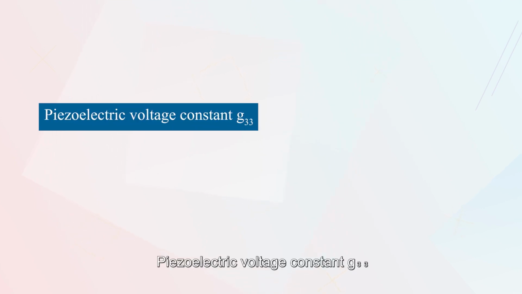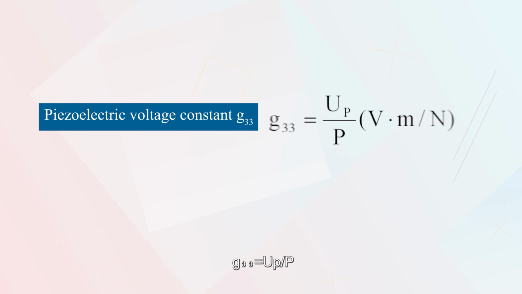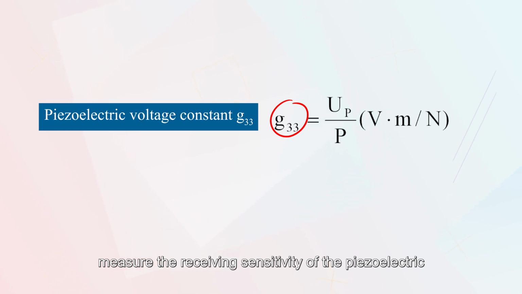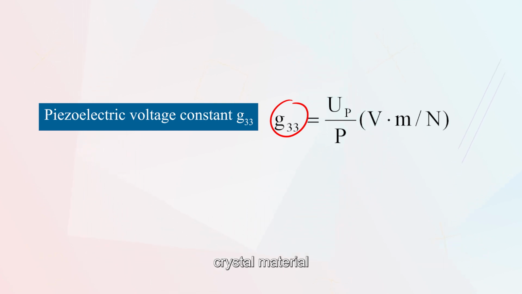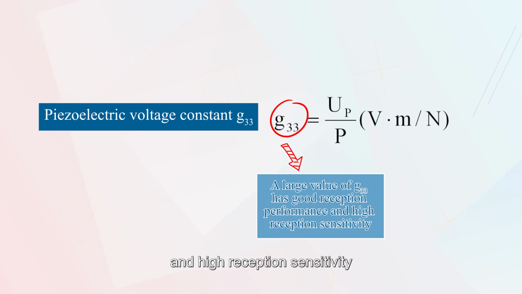2. Piezoelectric voltage constant g33. It represents the magnitude of the voltage gradient produced by unit stress acting on the piezoelectric crystal. That is, g33 equals Δu/p. The piezoelectric voltage constant g33 is an important parameter to measure the receiving sensitivity of the piezoelectric crystal material. A large value of g33 means good reception performance and high reception sensitivity.